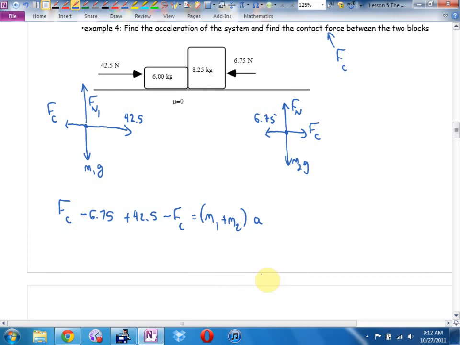How would I get the A by itself? So I'm pretty sure the acceleration is going to be negative 6.75 plus 42.5 divided by 6 plus 8.25. Worth practicing typing this on your calculator. See if you can get the acceleration.